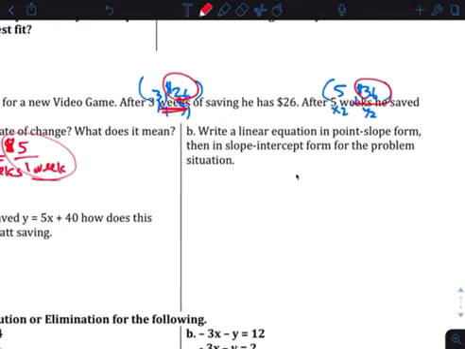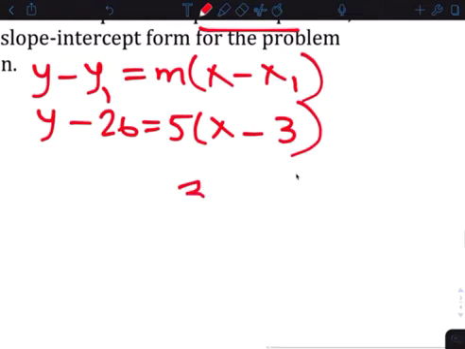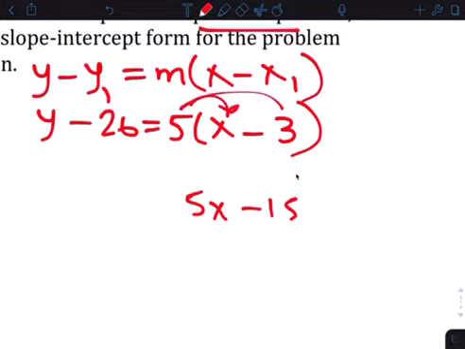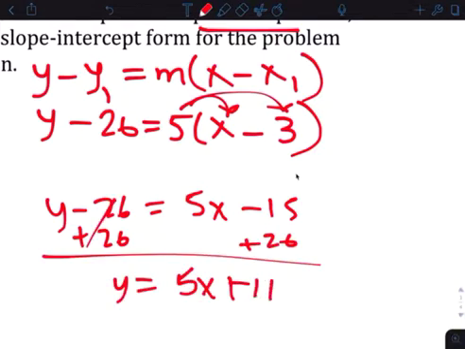Write a linear equation in point-slope form. Y minus Y sub 1 equals M times parentheses X minus X sub 1. Y sub 1 is 26, equals M. M is the slope, which is 5 over 1, or just 5, times parentheses X minus 3, X sub 1. Always distribute first, parentheses first. Add 26. Y equals 5x plus 11.